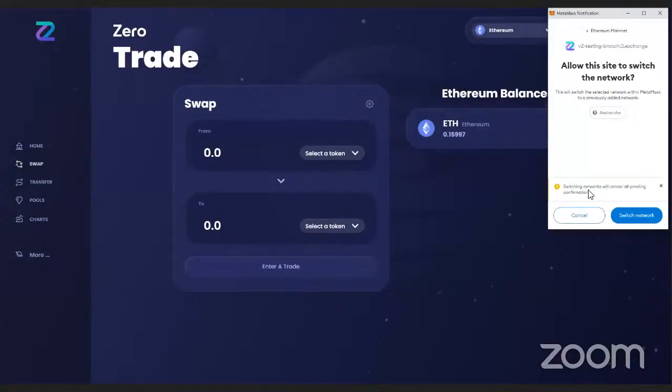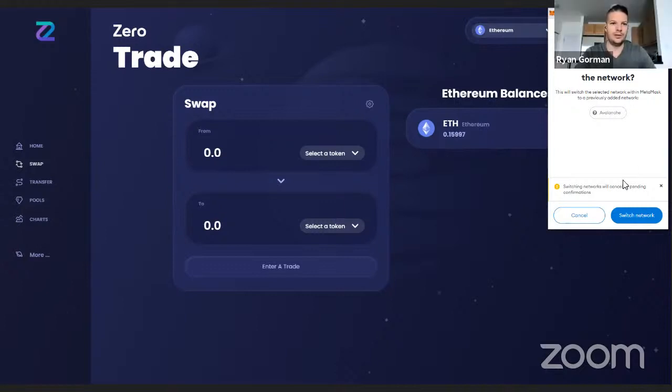I'm going to switch over to Avalanche now, because that's where we just sent it. What's a fun little feature is we do have smart switching now. I already have Avalanche added to my MetaMask. If I didn't, it would detect that and automatically add everything you need for your MetaMask wallet to work.